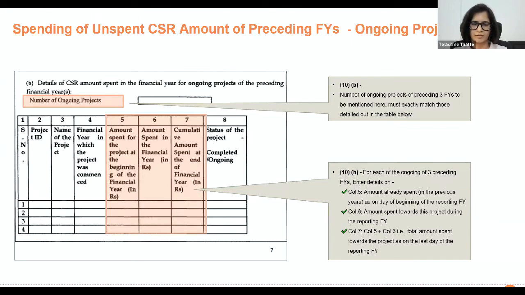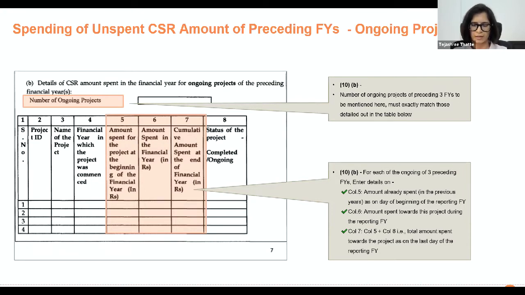For everybody's information, project ID is a unique number that is provided to the CSR project by the corporate who's funding it. Further, in column 5, you have to mention the amount that has already been spent on this project as on the first day of the reporting year. And then in column 6, you have to put the amount that you have spent in the reporting year on such project.